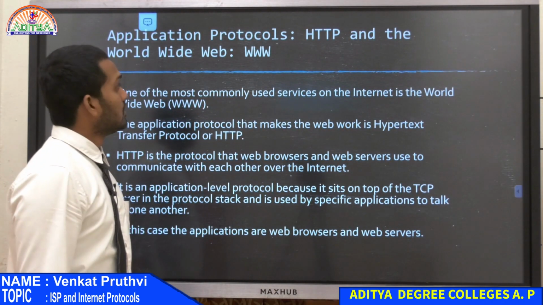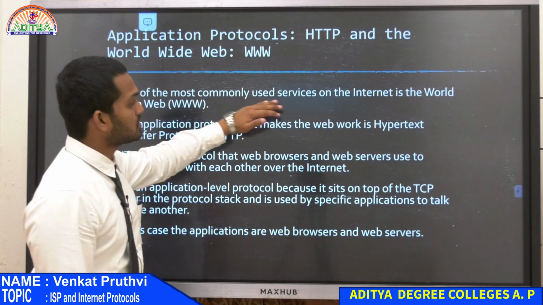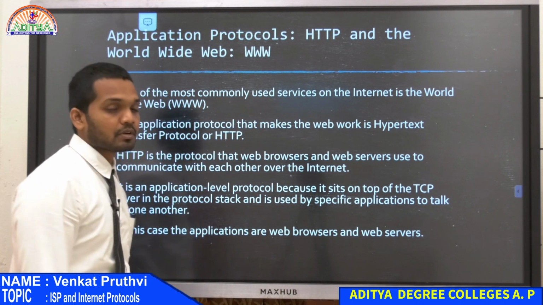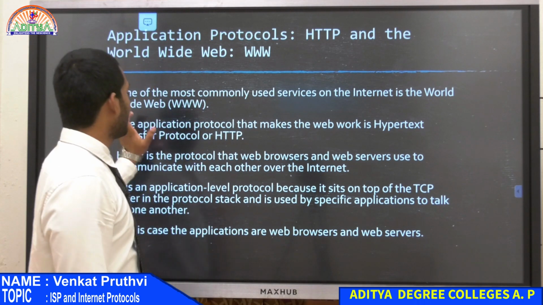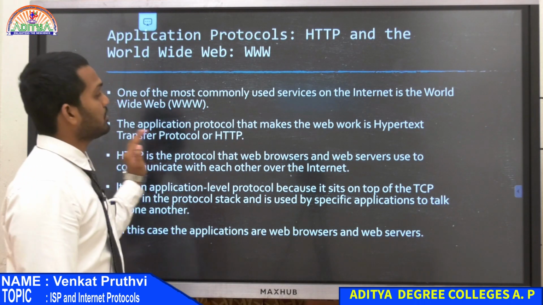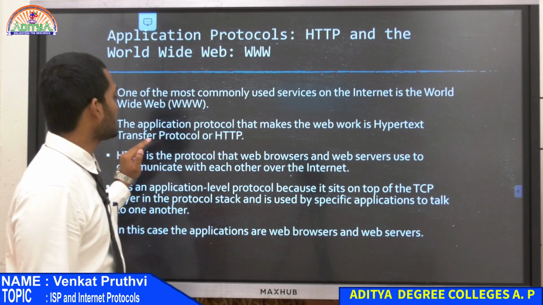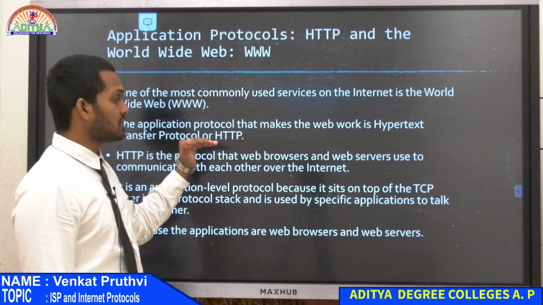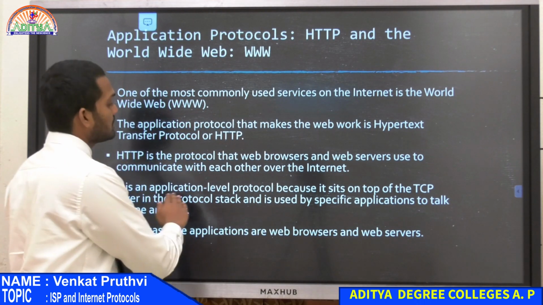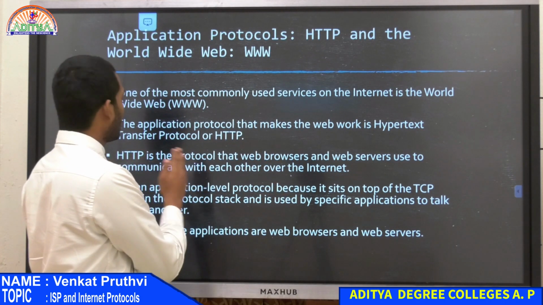So let us see what this World Wide Web is. One of the most commonly used services on the internet is the World Wide Web, www. Whatever address you give, that is the World Wide Web. The application protocol that makes the World Wide Web work is the hypertext transfer protocol, that is HTTP. HTTP is the protocol that web browsers and web servers use to communicate with each other over the internet.